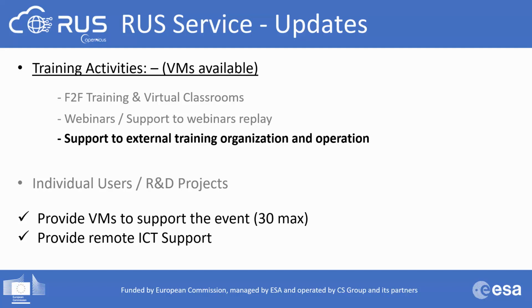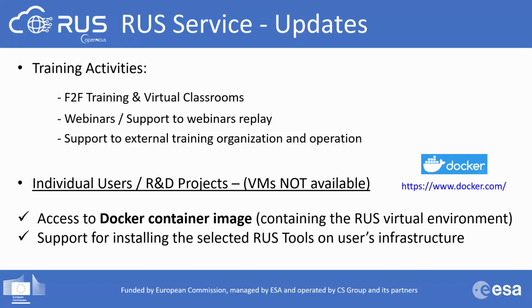Next, the support to external training organization and operation. We will maintain this activity, but there will be a limit in the number of VMs available, which will also have the ICT support. And finally, the last update regarding the support we provide to individual users. In this case, the VMs will no longer be available for this category. We will provide a Docker image to make the RUS working environment available. This will include a suite of pre-installed open source tools for processing Copernicus data. Support will be available to help users setting their Docker containers in their local PC in case they are not familiar with the container technology or with Docker.